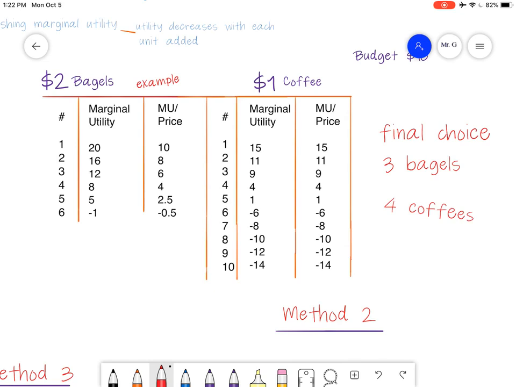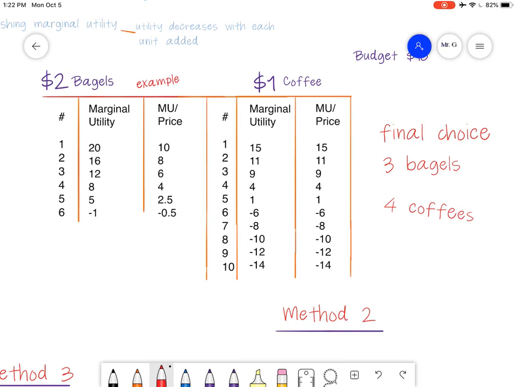So this is exactly what we're doing. When we're looking at a bagel, that's equal to 2 coffees, because a coffee is $1, or I can get 1 bagel. I can't compare the utility I receive from just a bagel to 1 coffee, because essentially they're different prices. I'd have to compare 1 bagel against 2 coffees. And so what we do is we divide things by price.